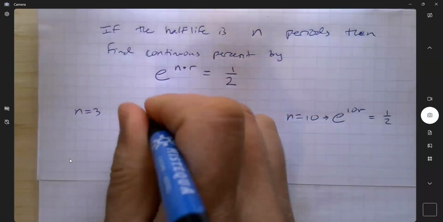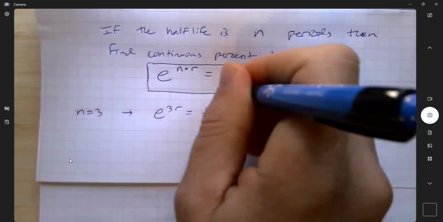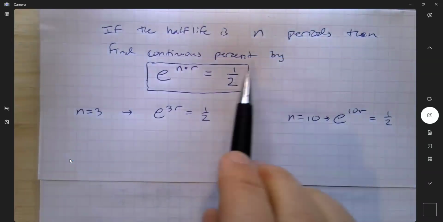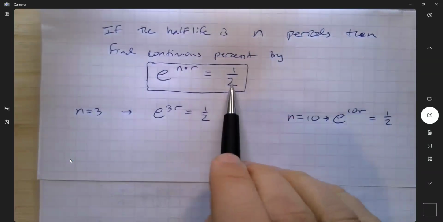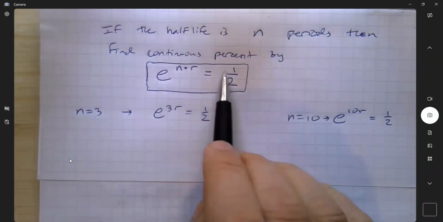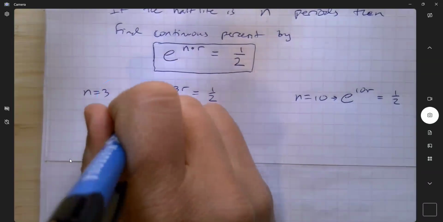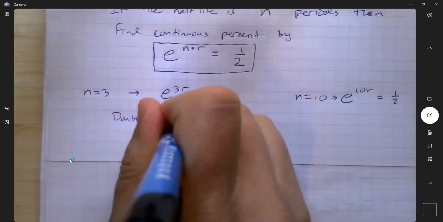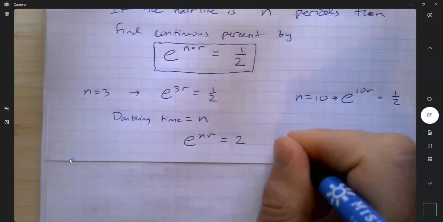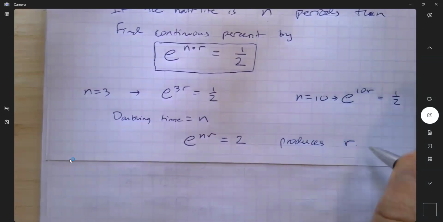So that's going to be a nice, much simpler way rather than building the table each time, which you could do. But now we have a nice formula that converts from half-life with a 1/2 to the x over n to a continuous change. And it's going to work the same way for doubling time. If the doubling time equals n, then e to the nr equals 2 produces the interest rate, the continuous growth rate r.